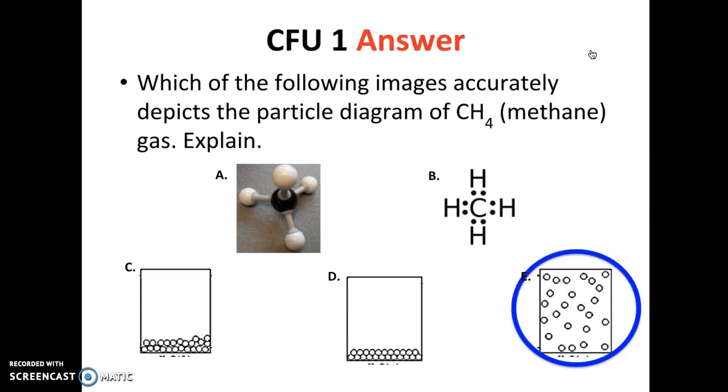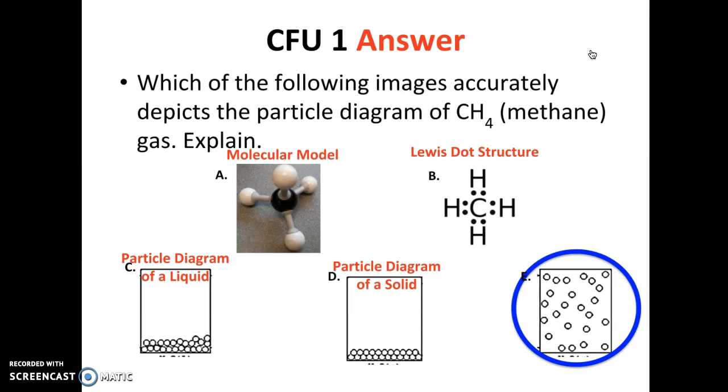So let's look at why the other answers are wrong. A is the molecular model. It's not a particle diagram. Remember, for particle diagrams, we use circles to sort of describe the atoms or molecules. B is a Lewis dot structure. It's not a particle diagram. C and D are both particle diagrams, but C is of a liquid and D is of a solid.